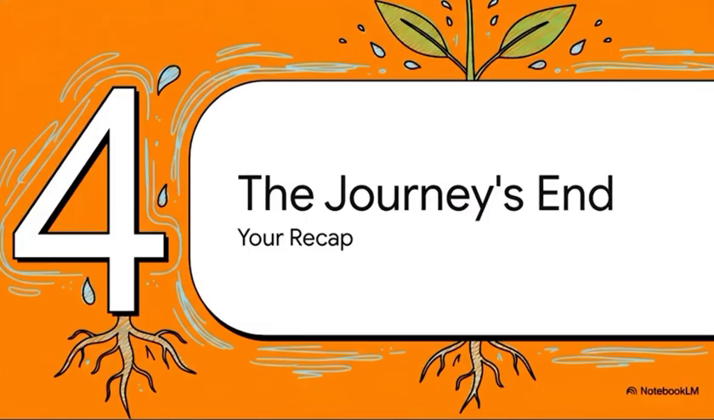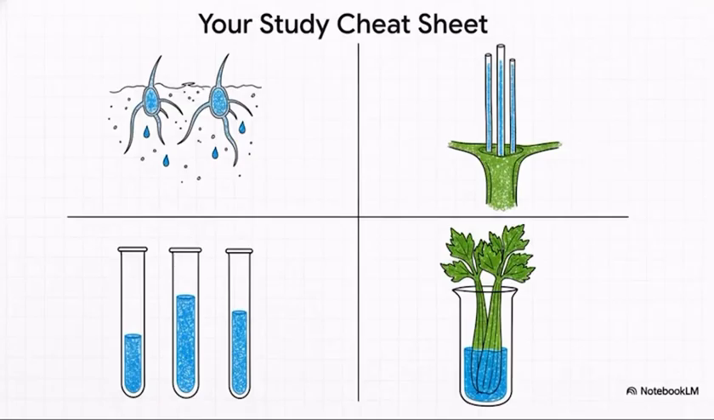Okay, let's bring it all home. We've traced the water's entire path from the soil all the way up the stem. Now, let's boil everything down into a simple summary that you can use for your studies. Here it is, your study cheat sheet. It's this simple. First, absorption. That happens at the root hair cells. Second, transport. That happens through the xylem vessels, which act just like straws. Third, the mechanism. That's capillary action, helping pull the water up. And fourth, our evidence, the celery experiment, which makes this whole invisible process easy to see.